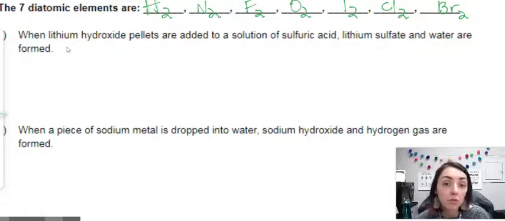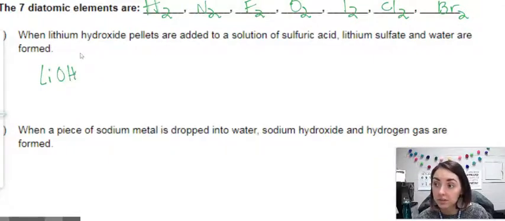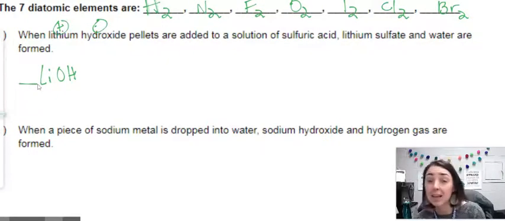Okay, so we need to go through and write our skeleton. So it says when lithium hydroxide. Okay, first thing I need to do, write the formula. Lithium hydroxide. Make sure you check those charges. Lithium is +1, hydroxide is -1, so we're good. And I leave a little blank there, so I remember to balance it. Are added to a solution of sulfuric acid.